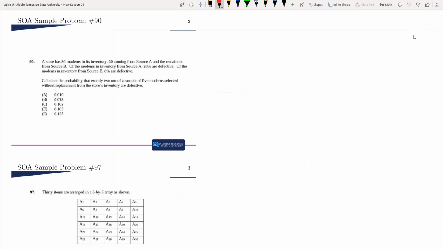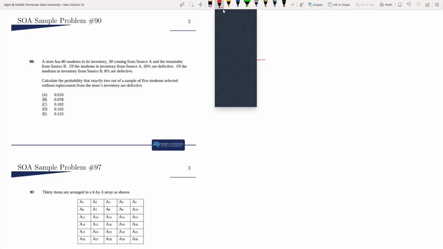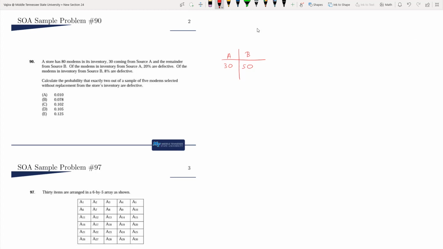So in this question, it says there are 80 modems in inventory, 30 coming from source A. So we have source A, there are 30. And then we have source B, the rest. So basically 50 coming from source B. Then the total is 80.